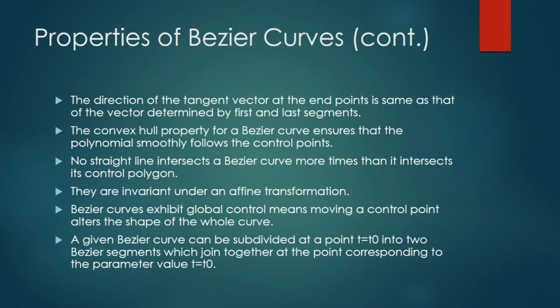Bezier curves exhibit global control, which means moving a control point alters the shape of the whole curve. A given Bezier curve can be subdivided at a point t equals t0 into two Bezier segments which join together at the point corresponding to the parameter value t equals t0.